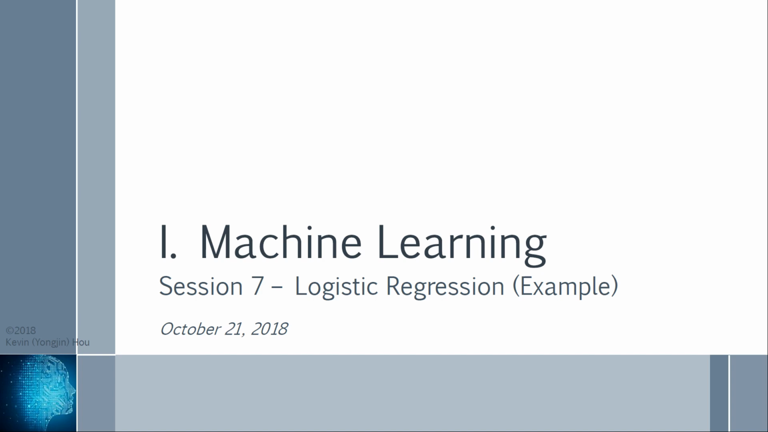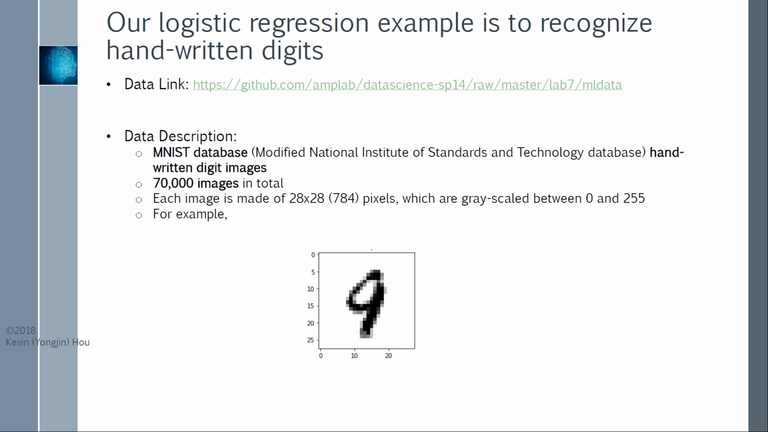In last session, we learned the concepts and intuitions of logistic regression. Today, we're going to apply this technique to solve a real-world problem. So what we're going to do today is to apply logistic regression to recognize handwritten digits. The data source is from this link.